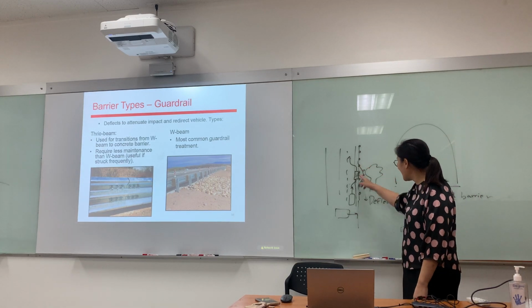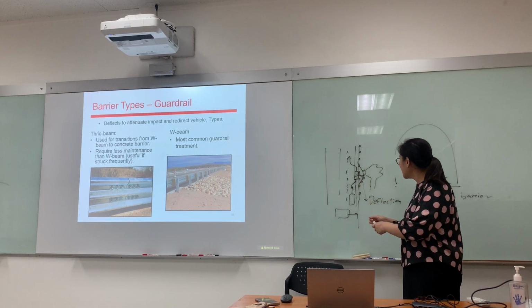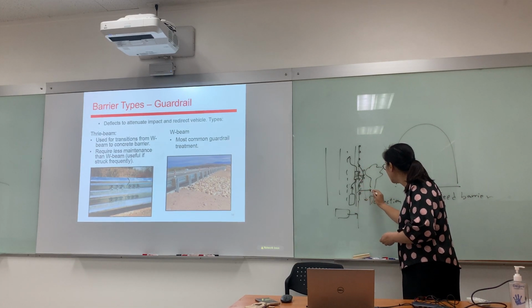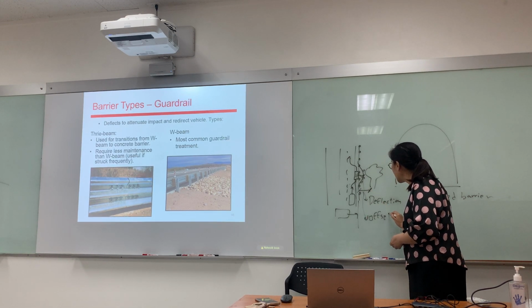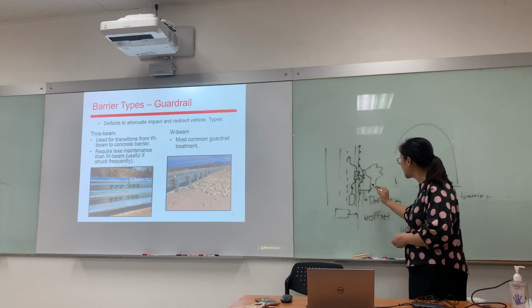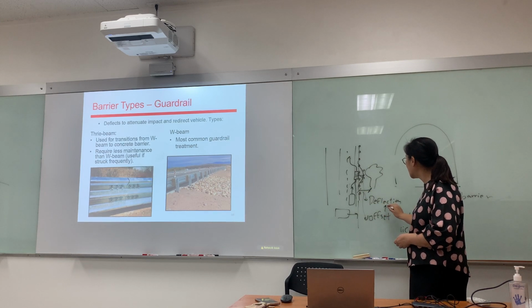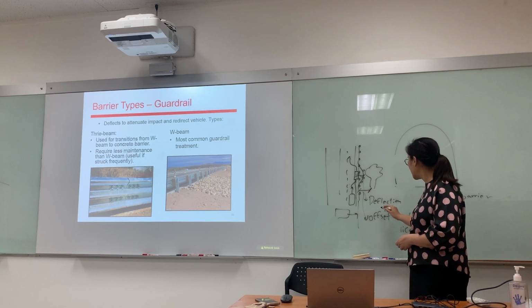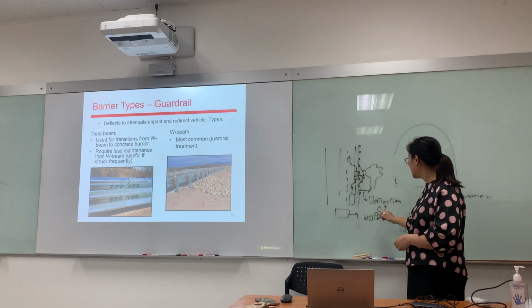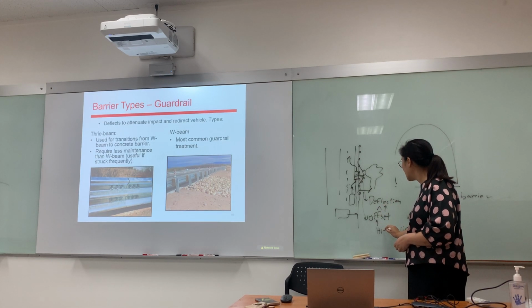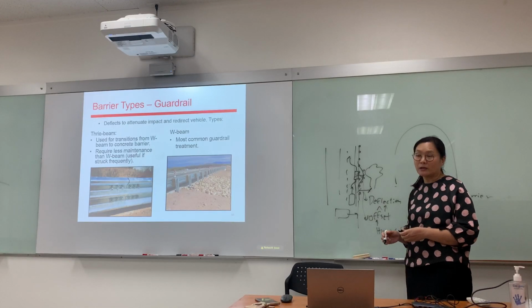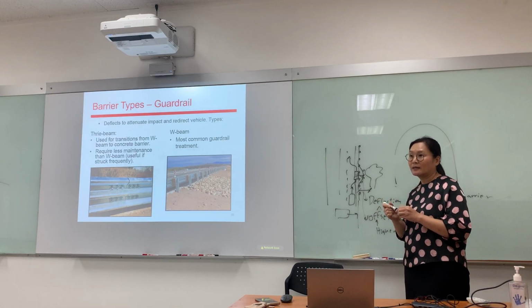So when you install, make sure that the distance, we call it offset here, this offset, or the distance from the guardrail to the tree, should be larger. Larger than the deflection. Have to make sure of that.